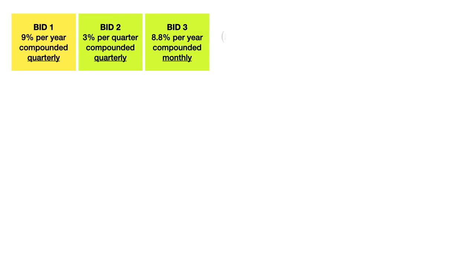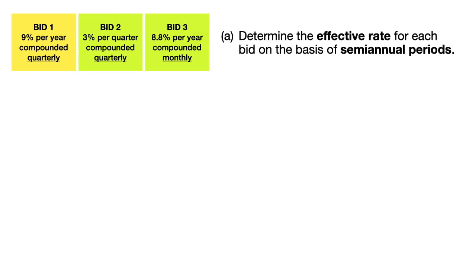The first question asks you to determine the effective rate for each bid on the basis of semi-annual periods. Semi-annual period tu maksudnya separuh daripada setahun, which is 6 months. Now let us first solve for bid number 1.